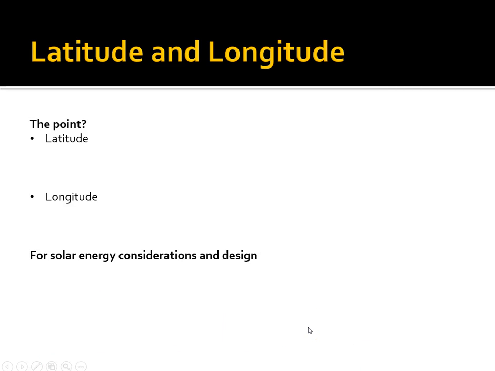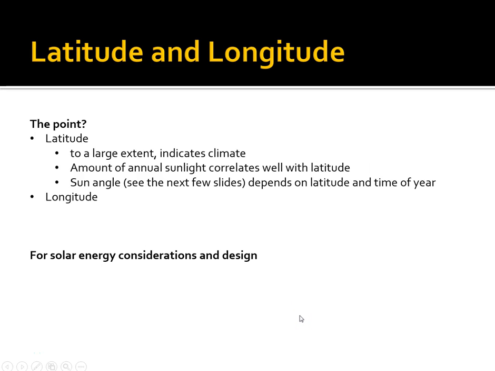So what's the moral of the story here? What's the point? Latitude is very important. To a large extent, latitude indicates climate because if you recall, latitude is north and south, right? So I'm sure you know that the further north you go and the further south you go, closer to the poles, the colder it gets. And the closer you get to the equator, the warmer it gets. Well, that's latitude, okay? So latitude is very important.